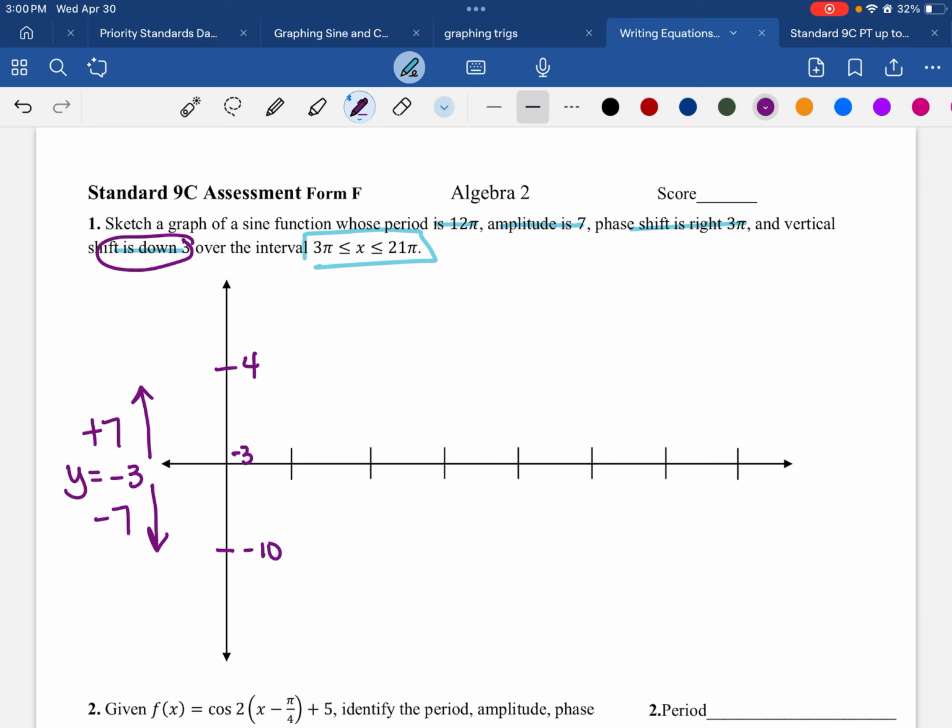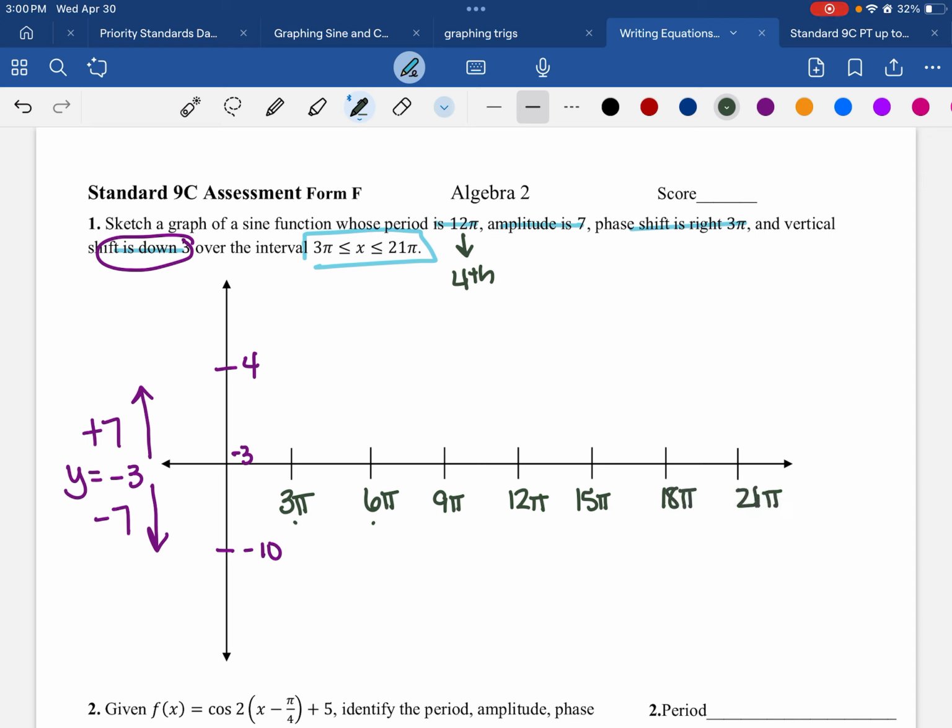The next thing you want to do is your period. Your period is 12 pi, which means this is the fourth tick. So at the fourth spot, we're at 12 pi. You can do a few different things to get to the next number. You can take 12 pi divided by 2 and get 6 pi. Take that, divide that by 2 and get 3 pi, and then count each space by 3s, so 9 pi, and then 15 pi, 18 pi, and 21 pi.